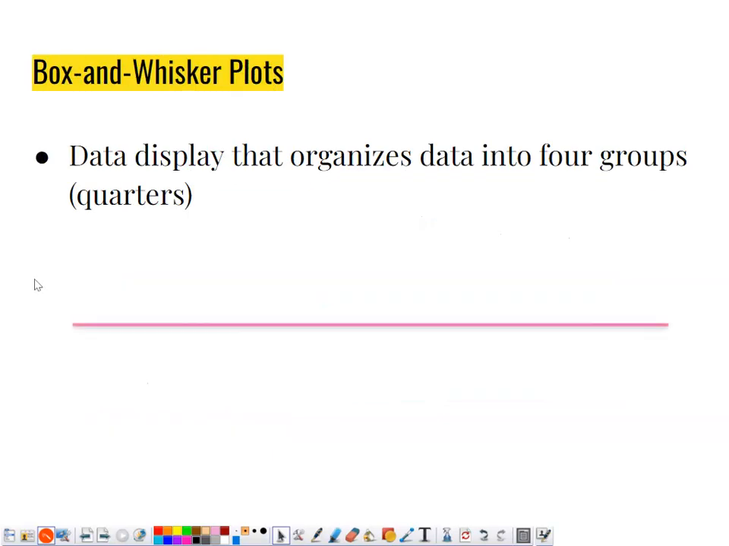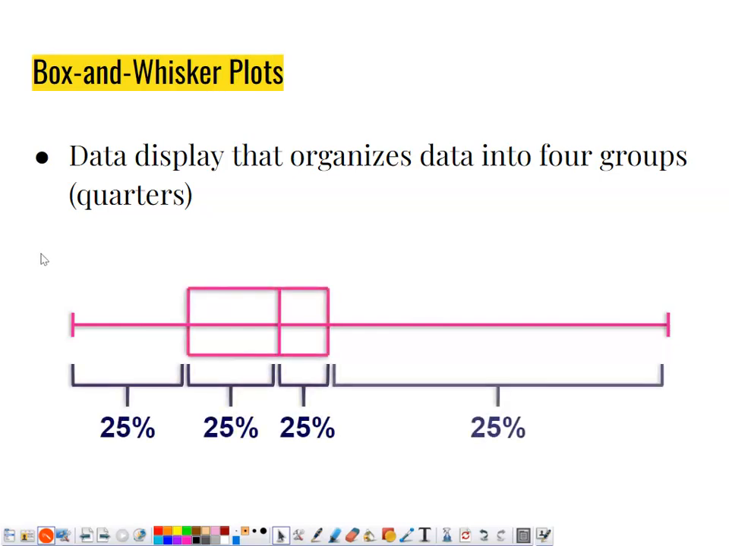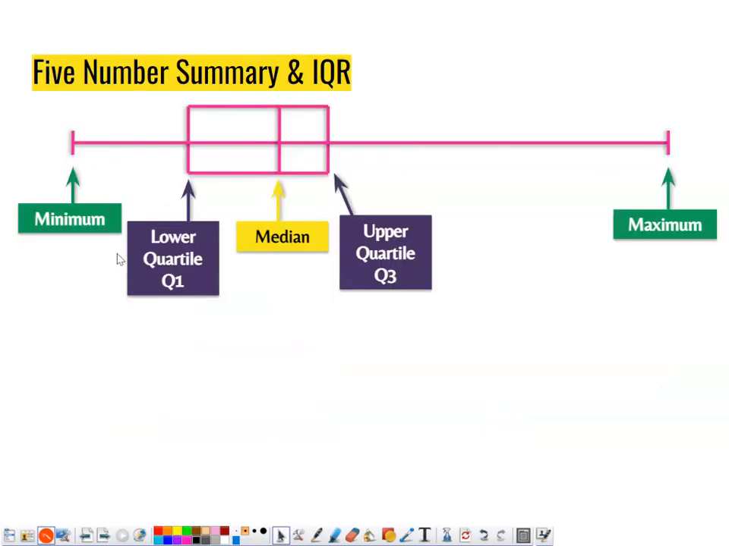So box and whisker, it is a way to organize data into 4 groups or quarters, right? So each quarter contains 25% of the data set. So we see from the minimum to the Q1, that's 25%, from the Q1 to the median, also 25%, and so on and so forth. So here is our 5-number summary. You can see at the very left we have the minimum, then we have the Q1, median, Q3, and then the maximum.